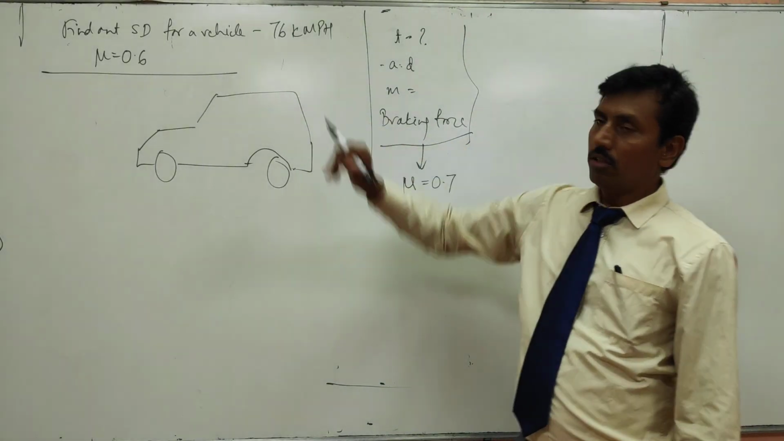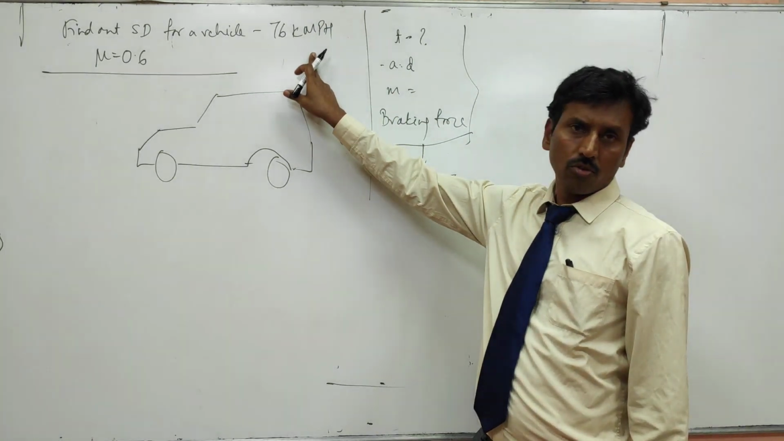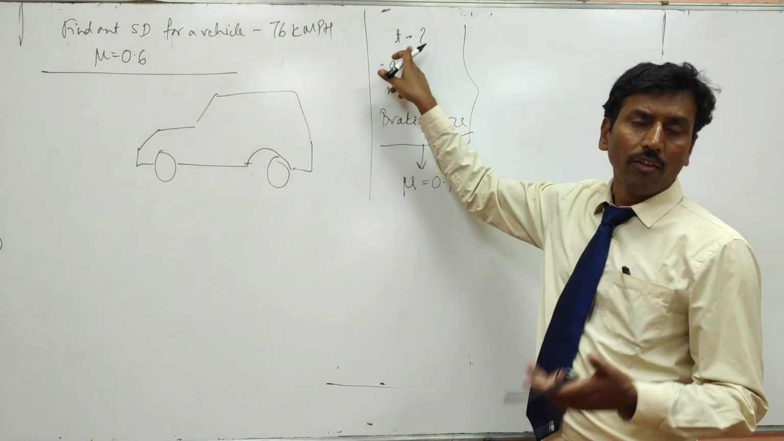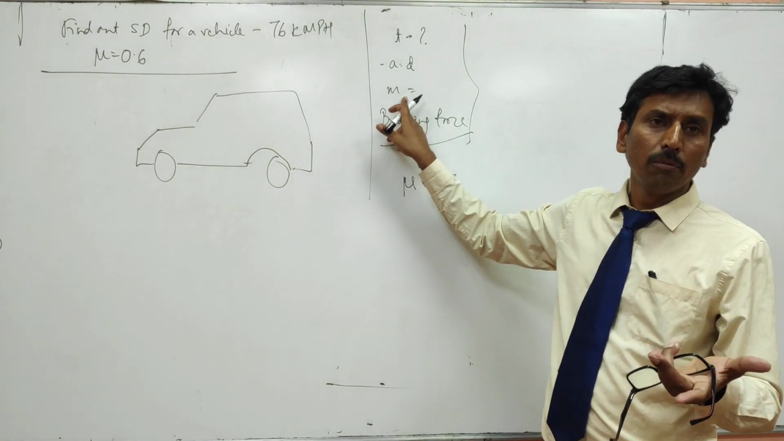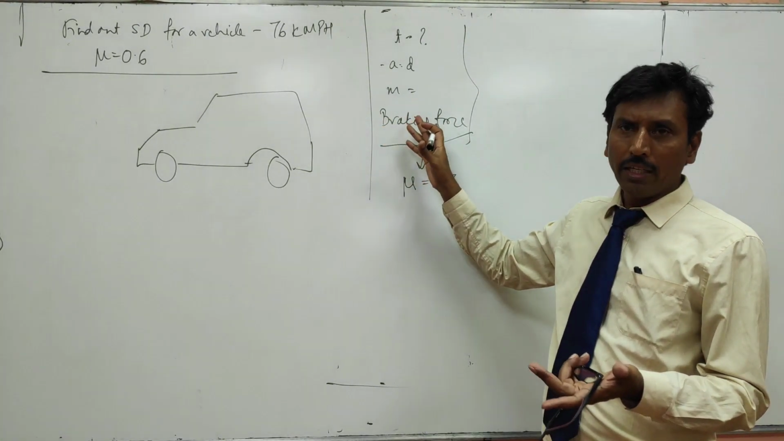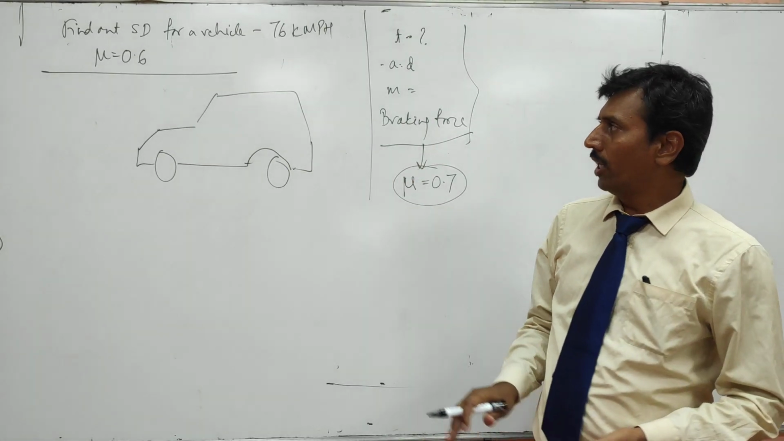So a vehicle which is traveling at 76 km per hour, if you want to find the stopping distance, people said you may need the time of stopping, you may need the deceleration to be given, you may need the mass of the vehicle, you may need the braking force. But with just this value, you can actually find out the stopping distance.